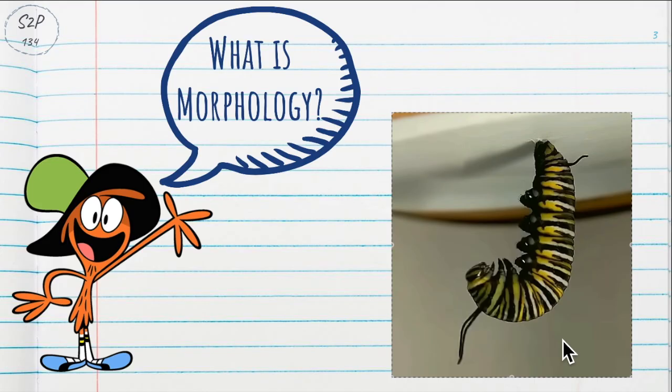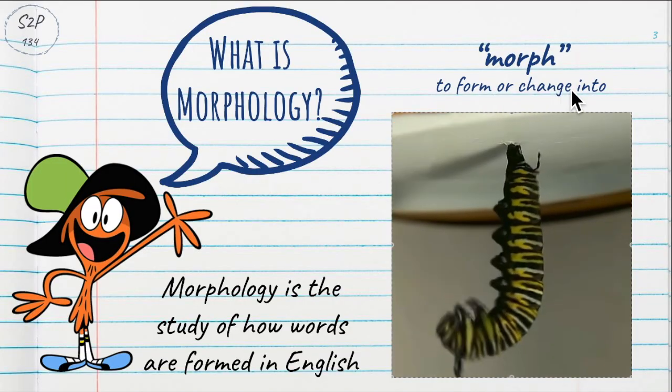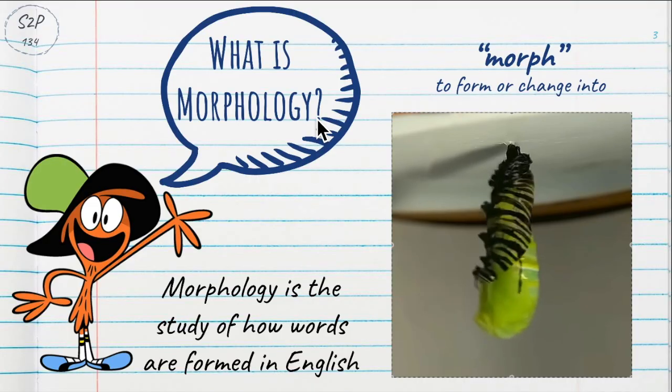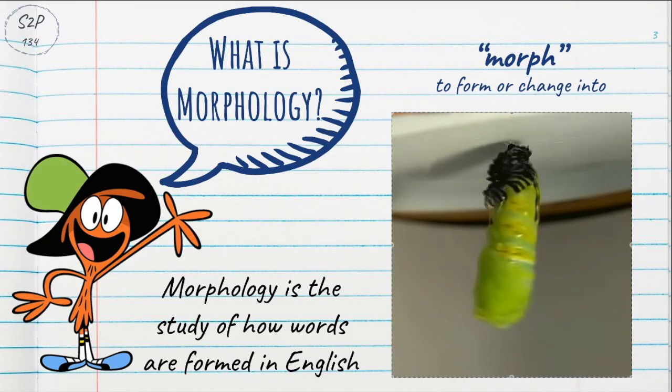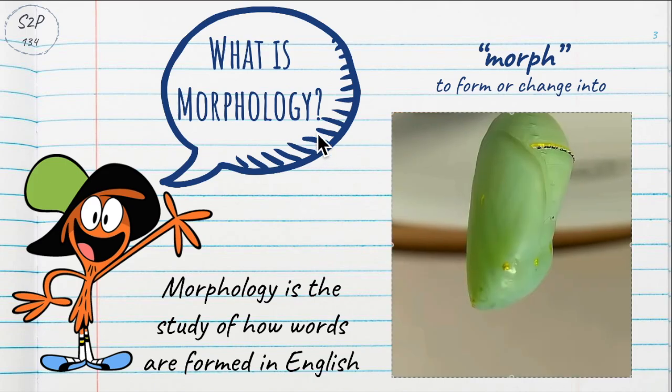The very first thing that we need to know is, what is morphology? Well, I'm going to look at the word parts in morphology and use that to help define this. So the first thing you're going to see is morph. Now, morph means to form or change into. And ology, of course, is the study of things. Therefore, morphology, by definition, is the study of how words are formed or changed in English, just like this little caterpillar. He is morphing into something new but related to what he was before. So morphology is the study of that.